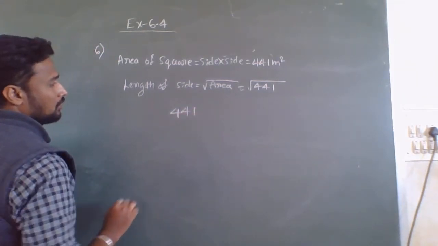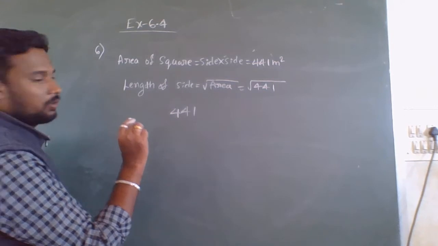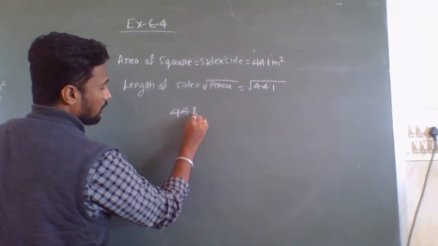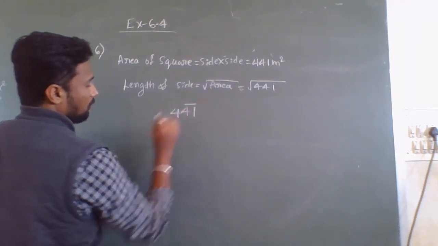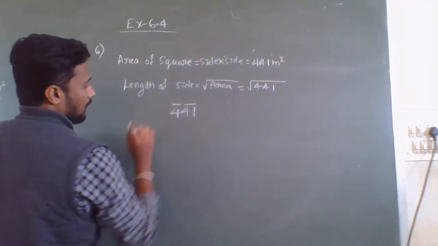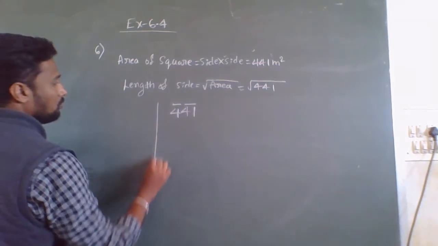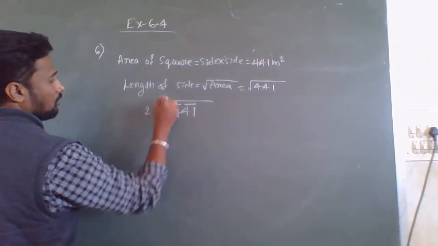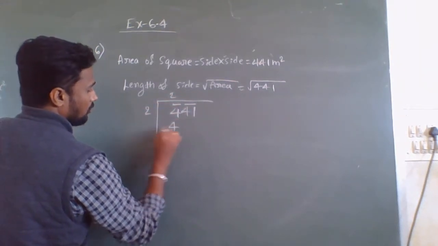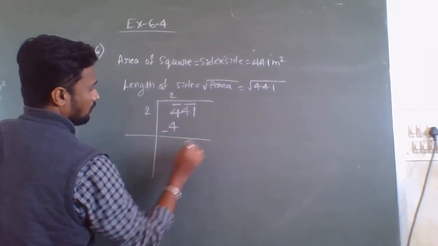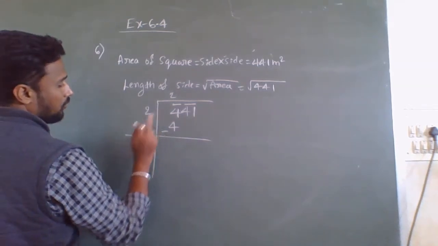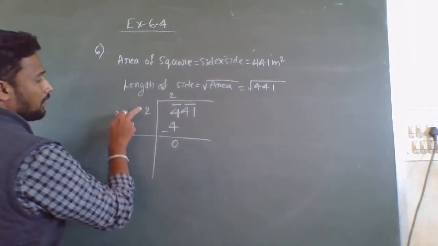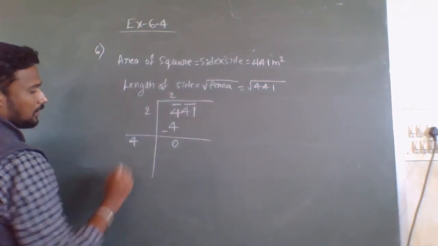441. So we will make groups of two digits from the units place. At the units place, what is there? Ones place, 1 is there, so we will make a group of two numbers, 4 and 1, and the remaining is 4. So now by using division method, the first group is 4, so 2 into 2 is 4. 4 minus 4, what will you get? 0, and here 2 plus 2, 4 we will get.